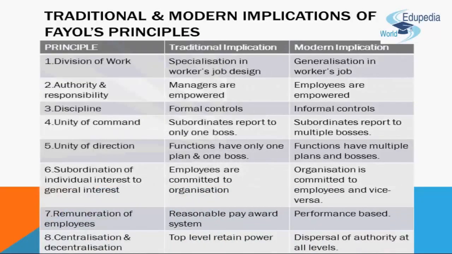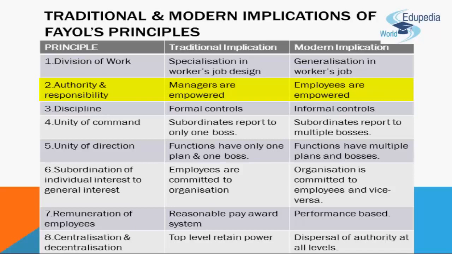Number one, as you can see in the slide, division of work. The traditional implication of division of work is specialization in workers' job design, whereas in modern times the implication is generalization in workers' job design. Second principle is authority and responsibility. The traditional implication is that managers are empowered here, whereas the modern implication is that employees are empowered.